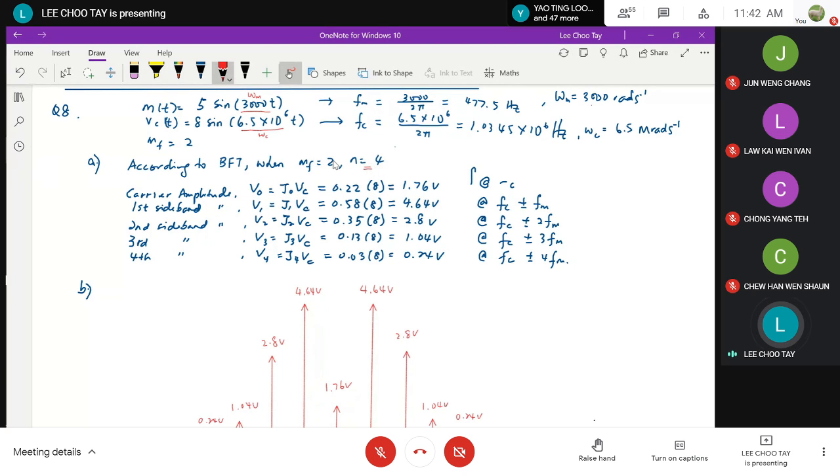We are asked to find the amplitude of all the frequency components. To find the carrier amplitude, V0, we take J0 multiplied with Vc. J0 is 0.22, and Vc was 8. That gives us the carrier component at fc, with an amplitude of 1.76 volts.